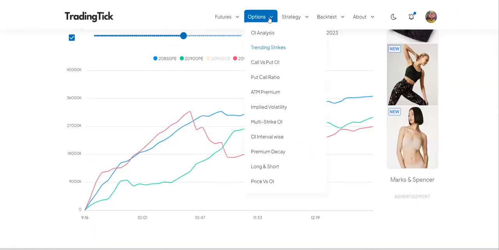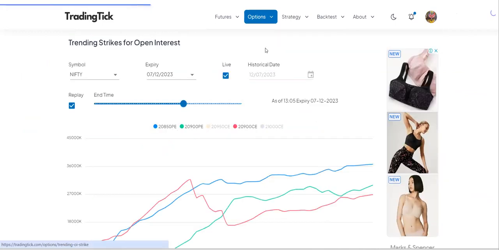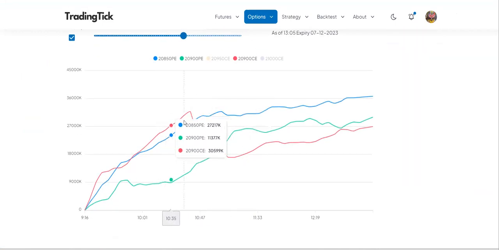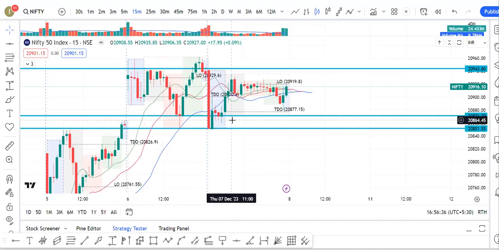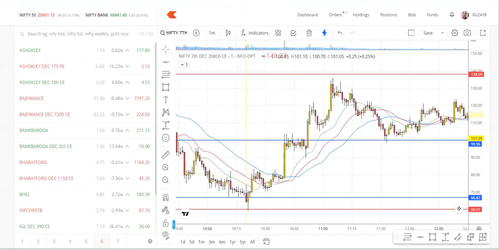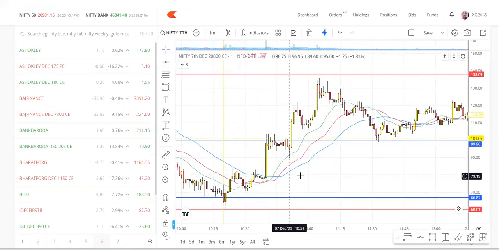If you click on the options, this one, trending strikes, and if you start placing the cursor on the call option and put option, you will come to know which side the reversal will take place by seeing the change in open interest, either in the call option or in the put option. It will indicate whether to take the reversal trade. In this way, you can take trade, and also Alligator helps you to take trade.